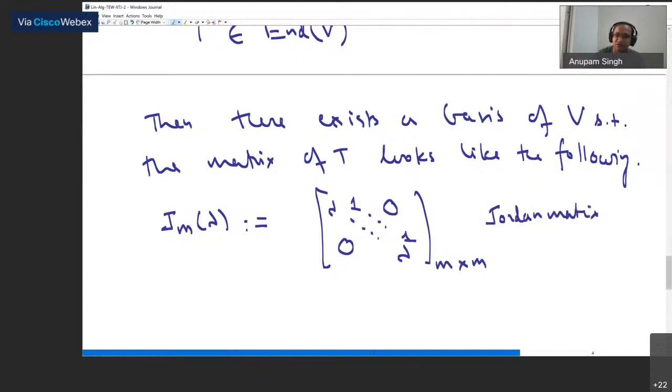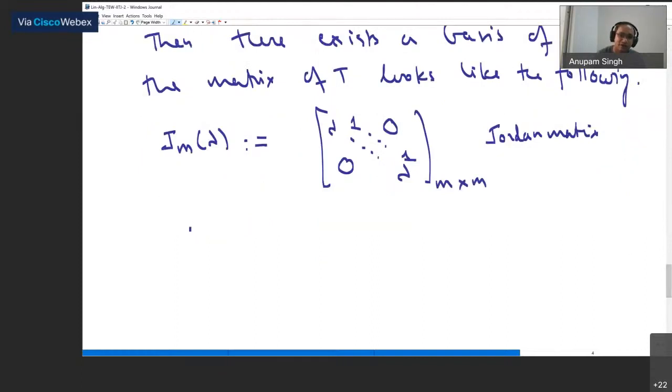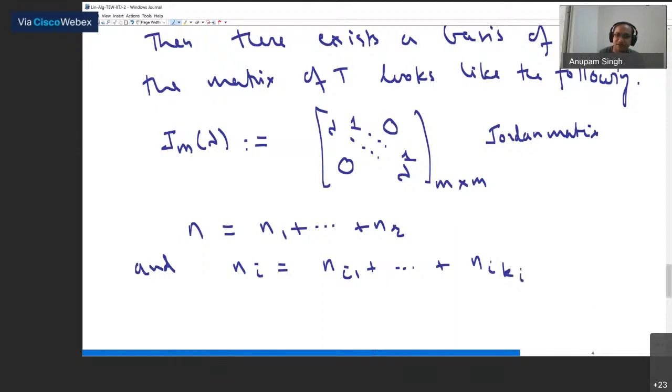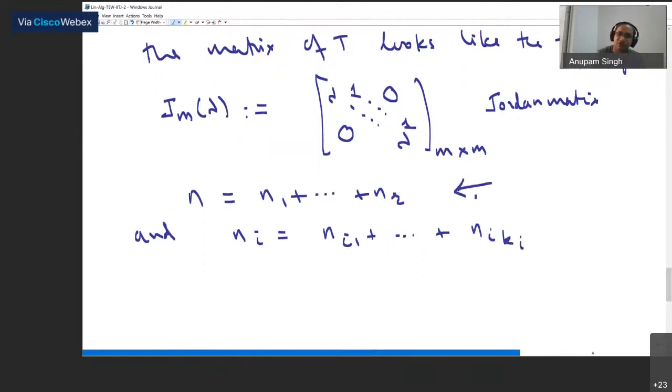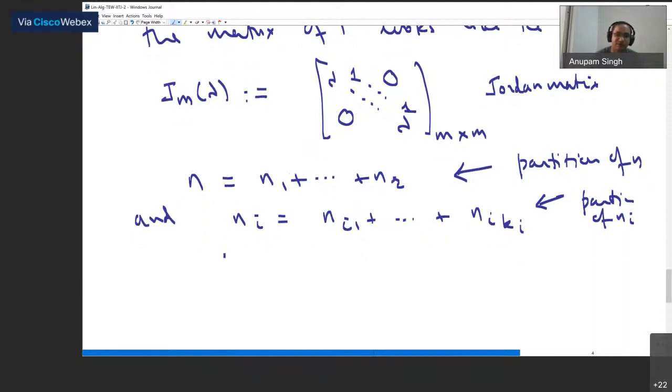So the theorem will say that first of all, there is a partition of n, which is n1 plus n2 plus up to nr, and there is a further partition of each ni. So each ni is further written as, let's say, ni1 plus so on up to ni ki. This is again a partition of each ni. So this thing is supposed to be a partition of n, and this thing is supposed to be a partition of ni. So for every ni, n1, n2, and nr, each one of them has a partition.